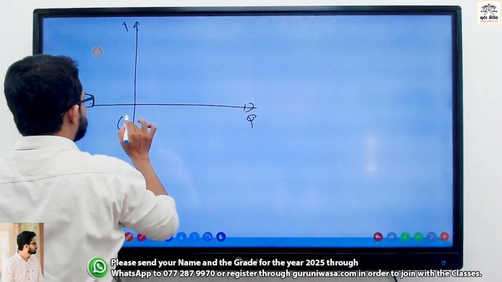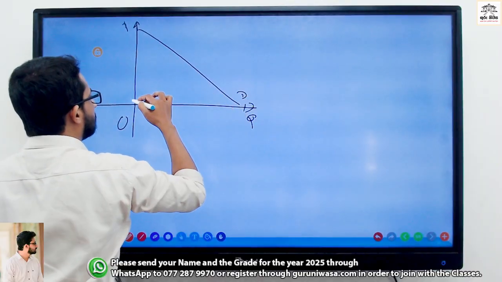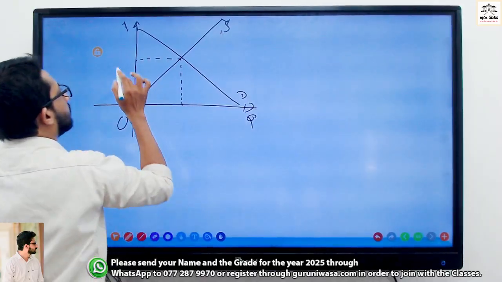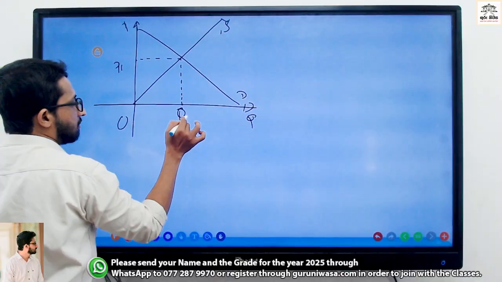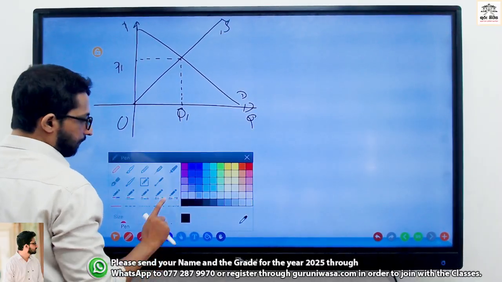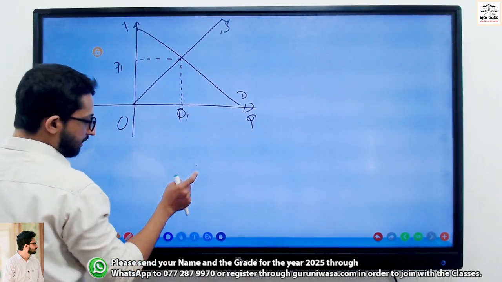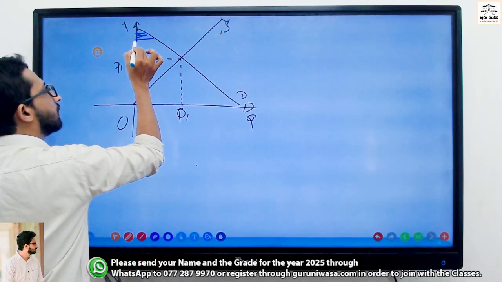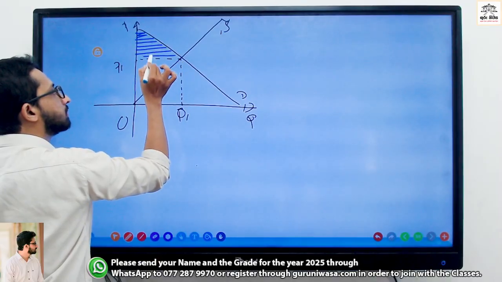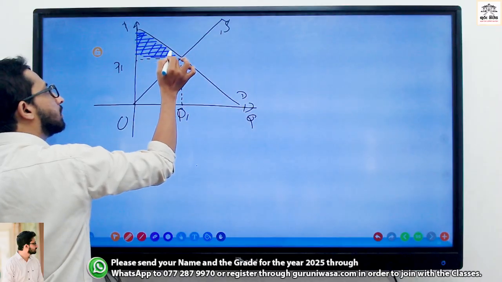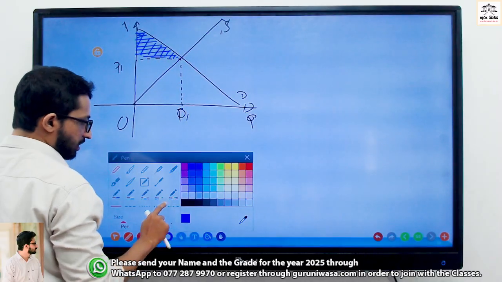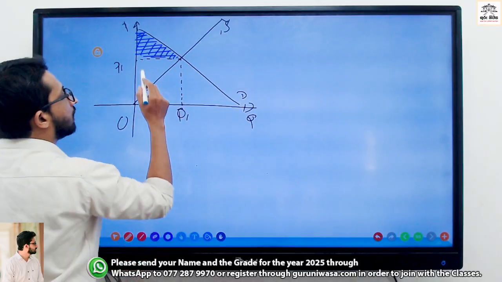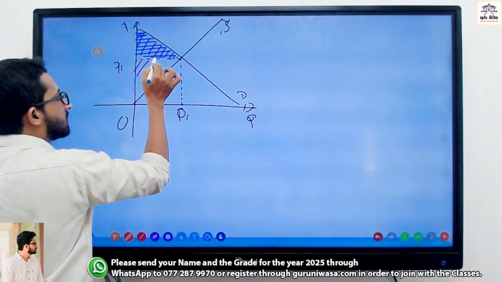Price, quantity, 0. This is the demand curve. This is the supply curve. This is the equilibrium price and quantity. Assume this is P1 and this is Q1. Consumer benefit, or consumer surplus, is shown by this triangle, while producer surplus is shown by the triangle below the equilibrium price and above the supply curve.